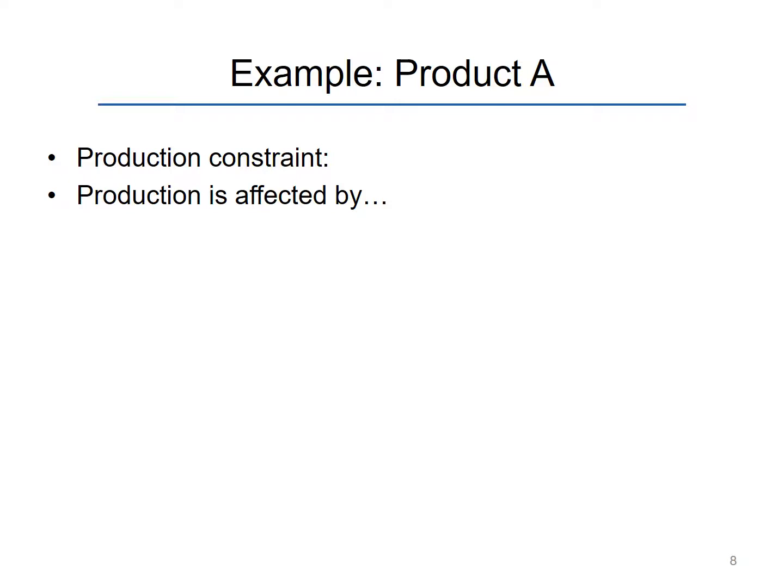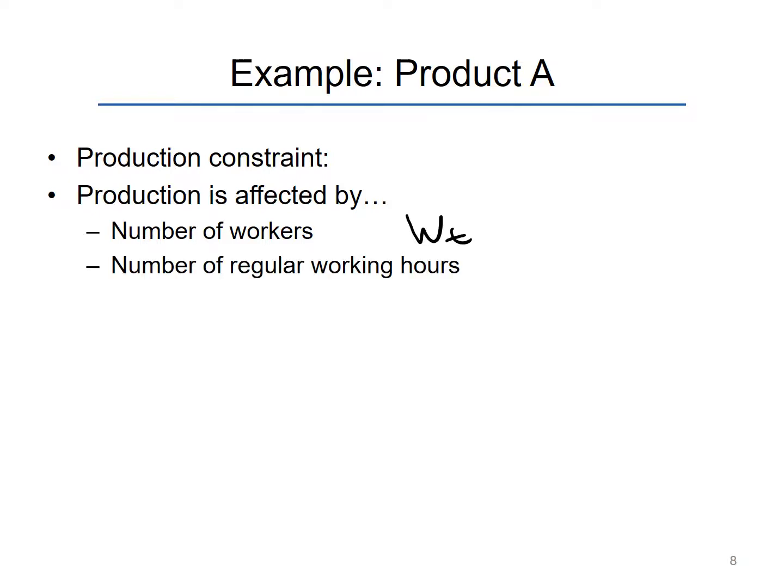We know that production is affected by different variables. The first variable is the number of workers. There's only so many worker hours available, so if we have more workers, we're going to have more hours available for production. So we know the variable WT is going to affect our production. Next is the number of regular working hours. Each worker works 8 hours a day for 20 days per period, so 8 times 20 times WT gives you the total number of regular working hours available for production in this situation.